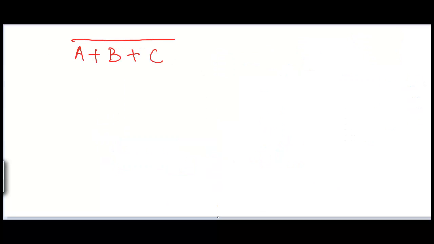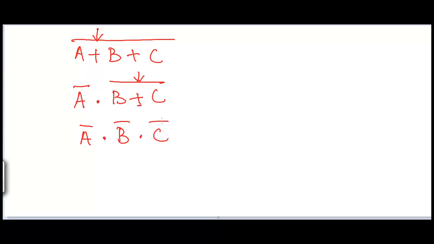Okay, so let's quickly try a few more expressions and apply De Morgan's law to them. See, this bar is over this operator, right? So this is where we're going to break this bar. So this is going to become a bar dot (b plus c) whole bar. Next we are going to break this bar over this operator, and this is going to become a bar dot b bar dot c bar, and that's our answer.